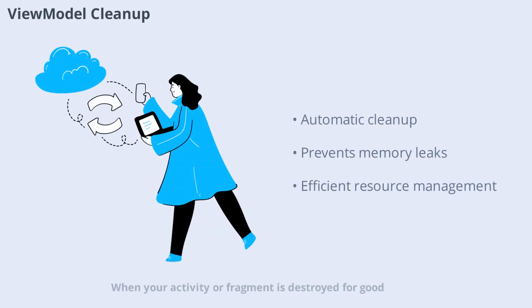When your activity or fragment is destroyed for good, the ViewModel is also cleared. This cleanup is handled automatically, ensuring that resources are released and memory leaks are prevented. You don't have to worry about manually disposing of your ViewModel as the framework takes care of it for you. This makes your app more efficient and reliable.